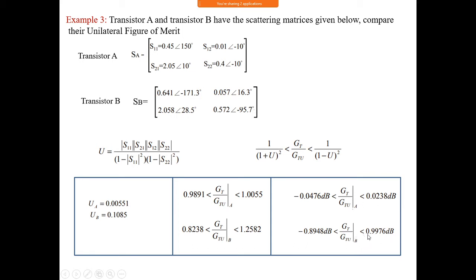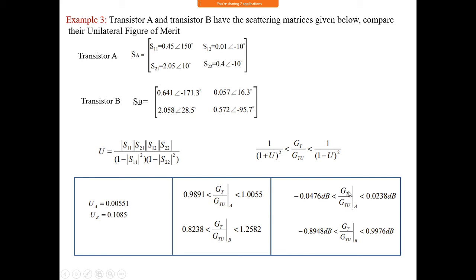But for the second transistor, the condition required here is that it should be less than 0.023 dB. The GT by GTU ratio must be less than 0.02 dB. Then only can you use the unilateral design equations. But for the second case, it is 0.9 dB. This is 0.02 dB, and this is 0.9 dB, approximately 1 dB. If the GT by GTU maximum ratio is within 1 dB, you can use it, but you cannot do that for this transistor. This ratio should be lesser than that.